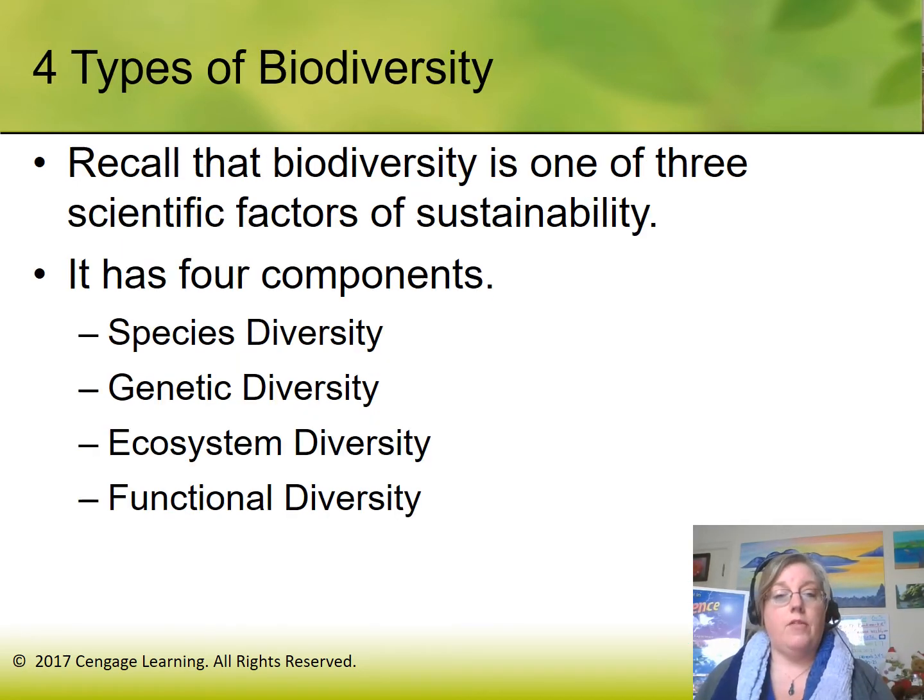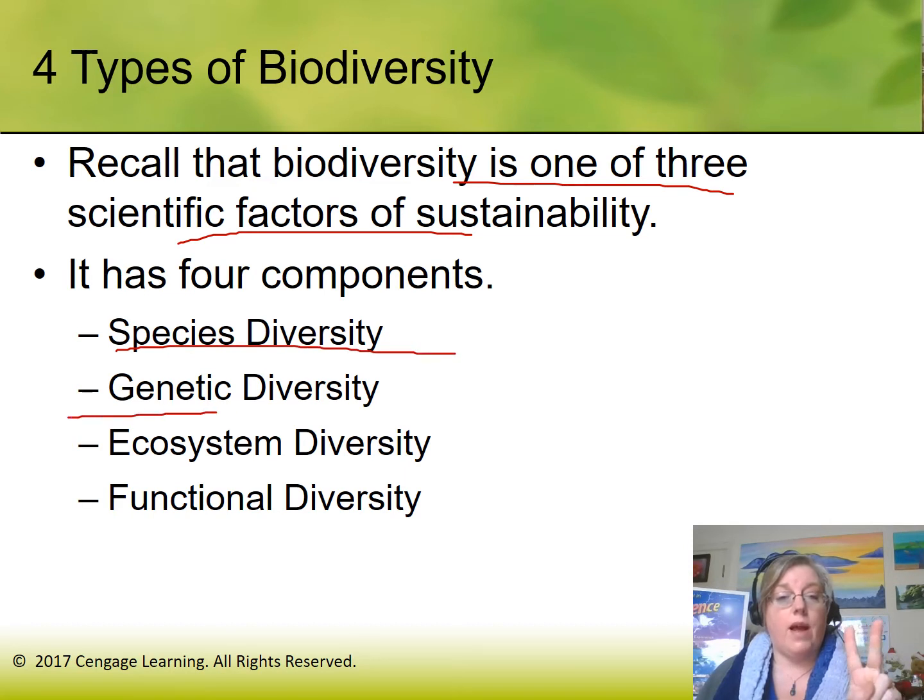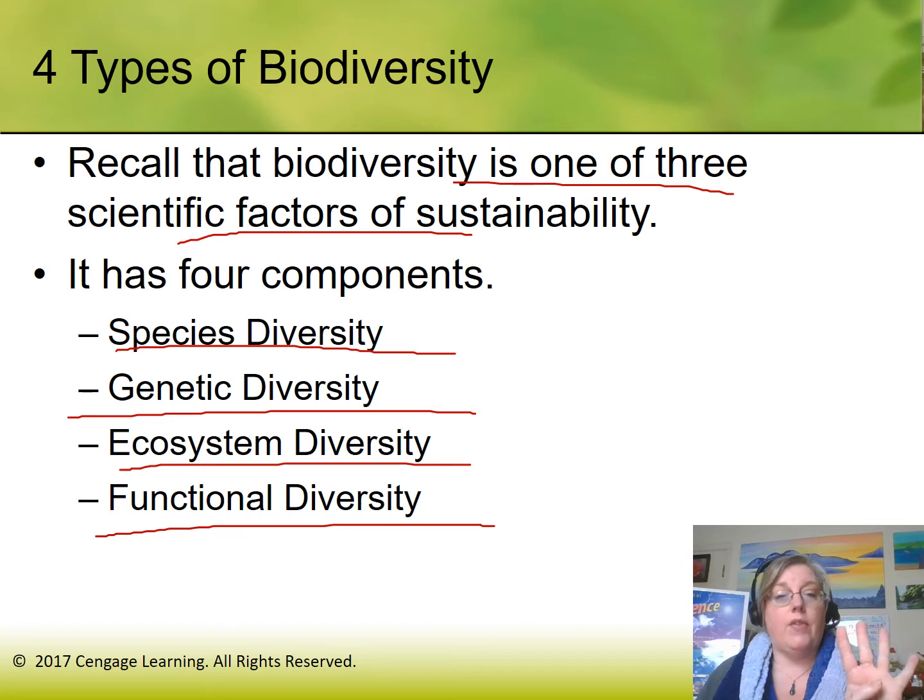Okay, biodiversity is one of the three factors, and biodiversity means the variety of life. We have a variety of species, variety in our genetics, variety in our ecosystems, and variety in the functions that each animal carries on. That's the niche we're talking about. We'll get there in a minute. Niche.